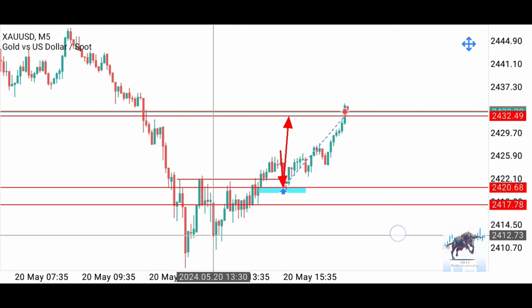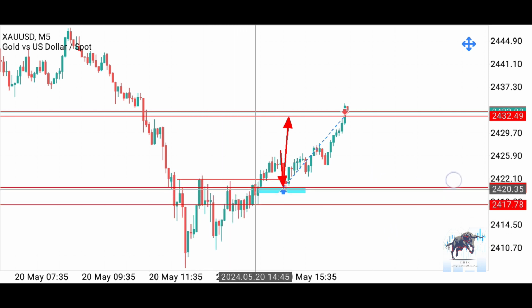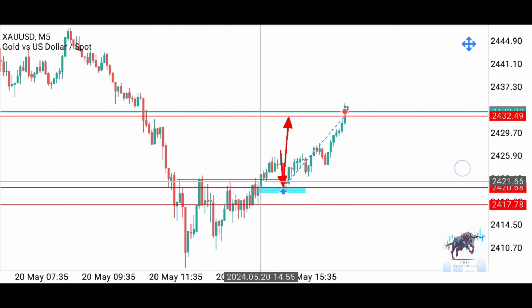The market basically ranged, and it ranged around and around up until we got to 1544. But this is like 2 hours.